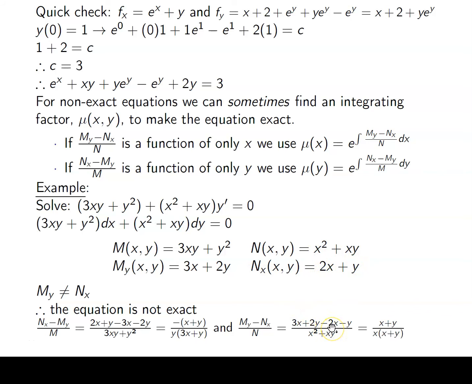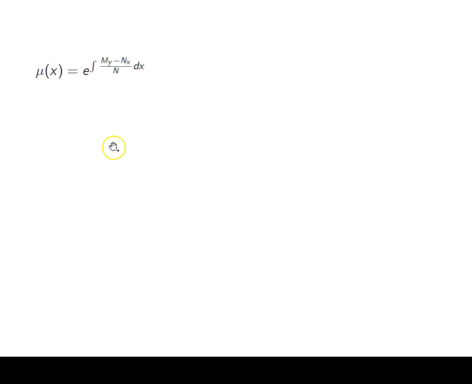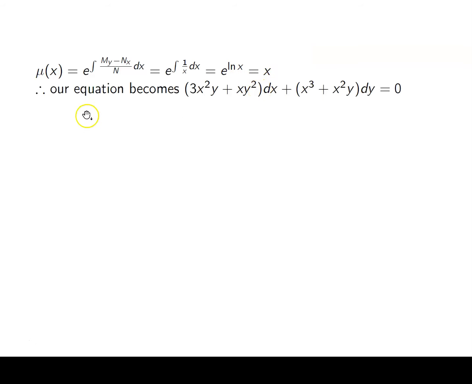So here I get x plus y over, when I factor out the x, well, look at that. I get something that cancels. So this is 1 over x. So it's a function in only x. So I can use mu of x. So I'm going to go e raised to the power of the integral of 1 over x, right? Which is nice because that is actually going to be e to the natural log of x. And e to the natural log of x is really just x, since e and natural log cancel, right? So my integrating factor is very, very nice here.